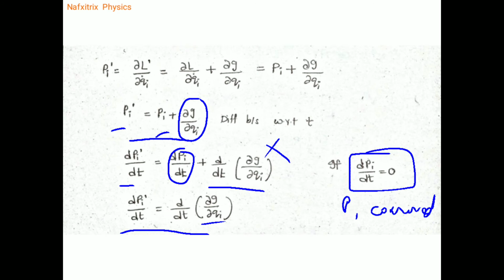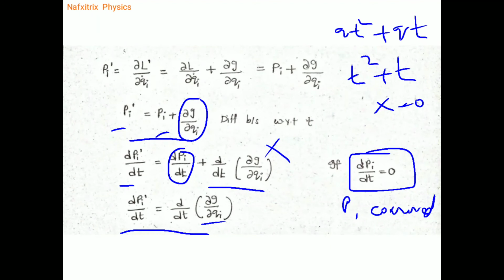So g could be like this, q t square, qt, like that. It also could be like this function. If we differentiate this with respect to q, what would remain is t square plus t. If we differentiate this with respect to time, it is not constant in time, so it would not be equal to 0. So that is the meaning of this. We don't have any information regarding the form of the function g.